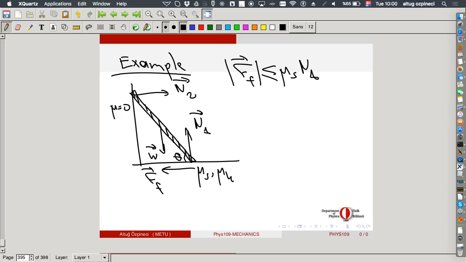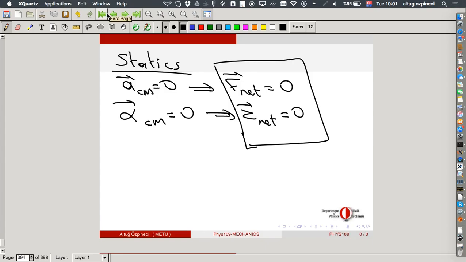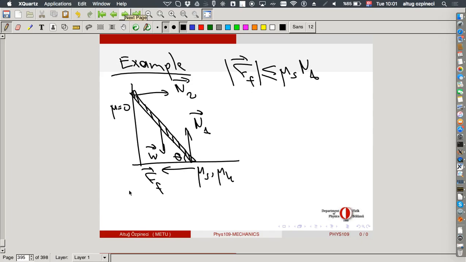N2 should be equal to... we will figure it out. So we have these two conditions. The total force should be 0, and the total torque should be 0. Let's start with the total force. Let's choose our coordinate axes, x and y.